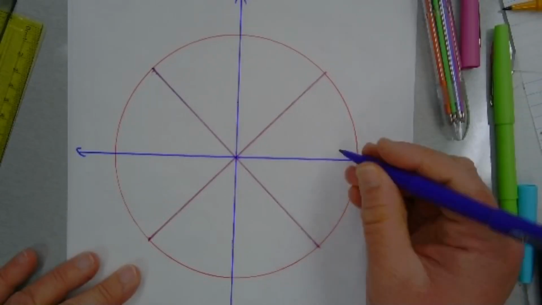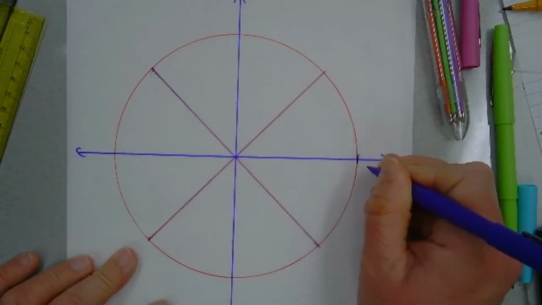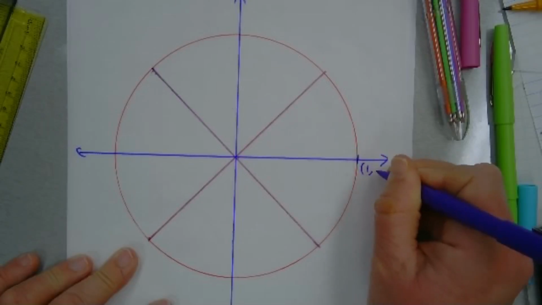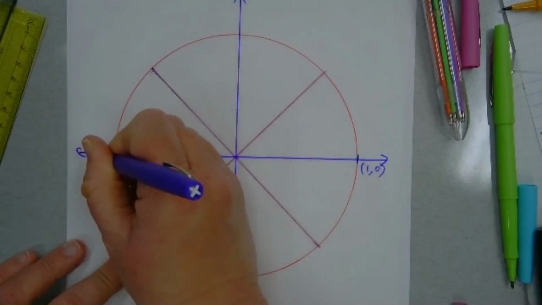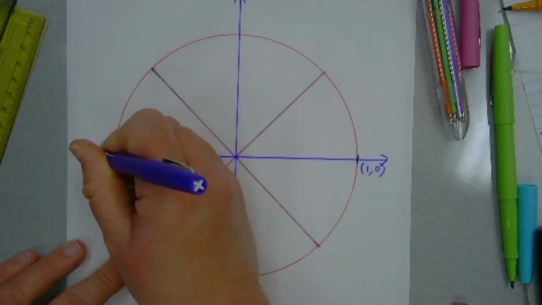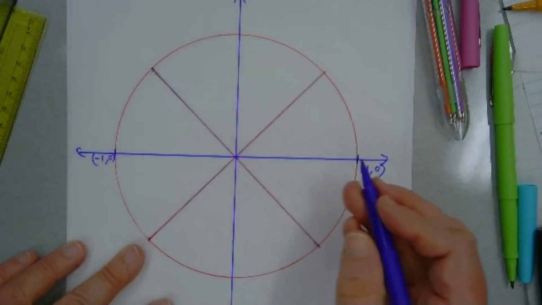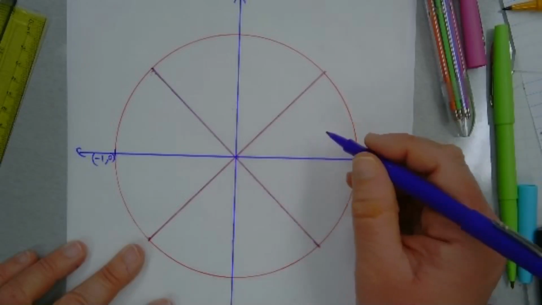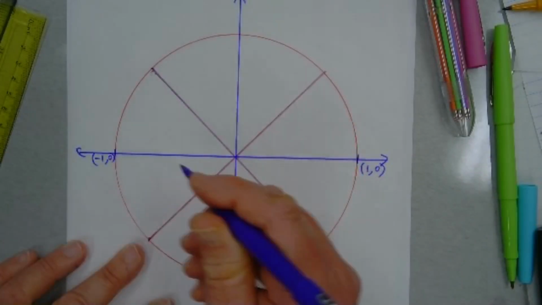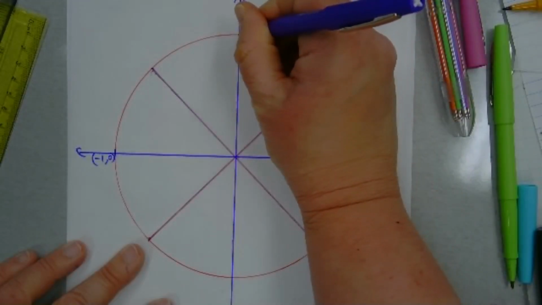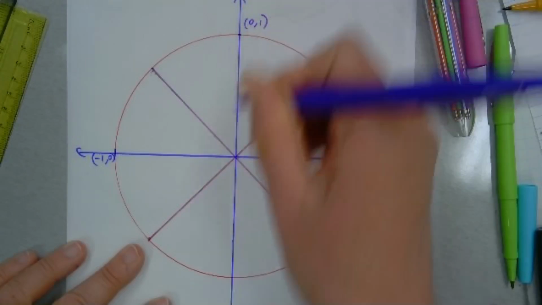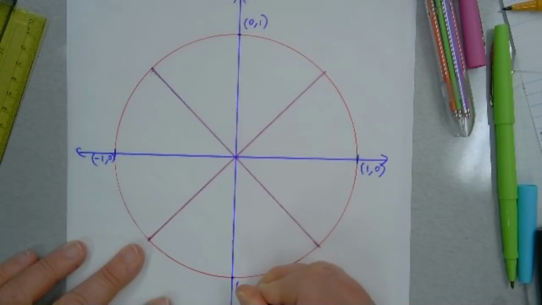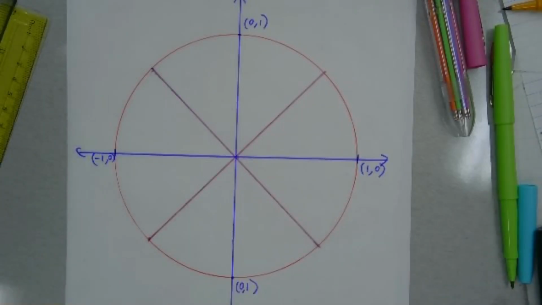Start by filling in the coordinates we already know. I know this is the coordinate 1, 0. This is the coordinate -1, 0, because if I go 1 unit, that same unit that formed the unit circle, this way 1, or this way 1, those are the coordinates I would get. And if I did that up and down, I would get 0, 1, 0, -1. So those are all the points I get for free.